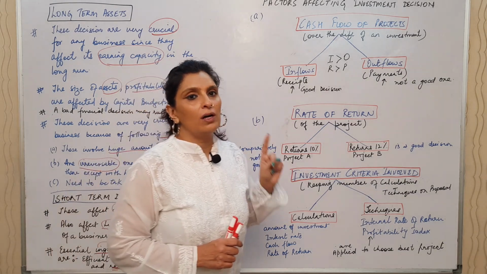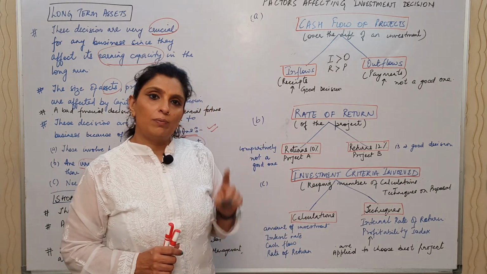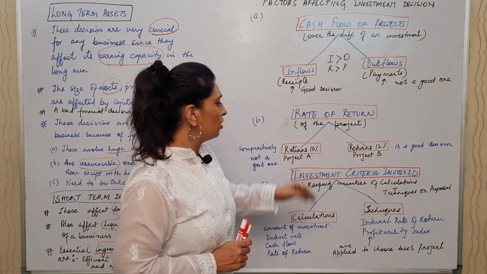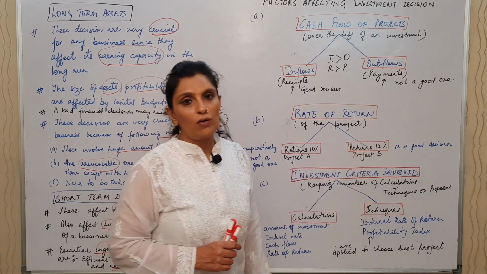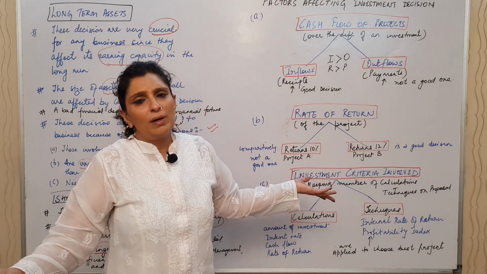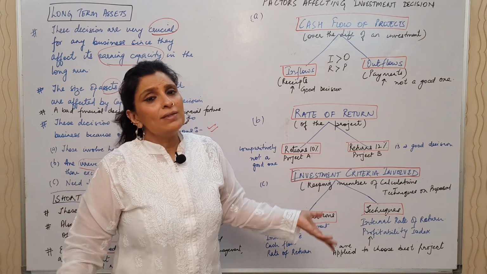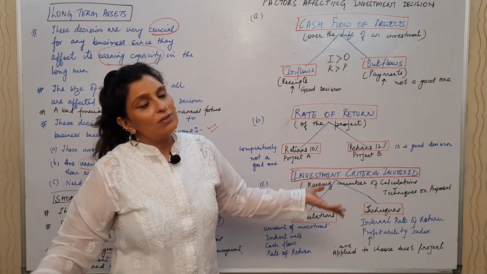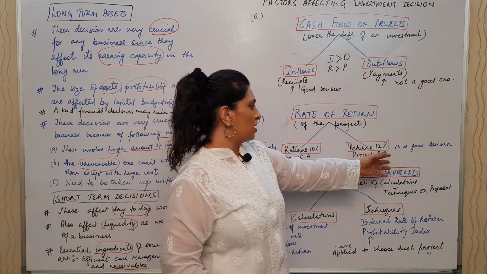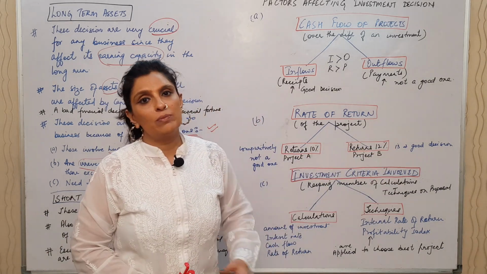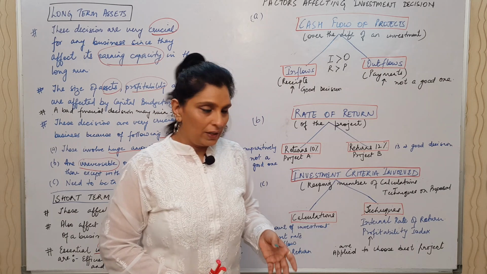There are two projects, project A and project B. Project A has a 10% rate of return, project B has a 12% rate of return. Of course, the one with the higher rate of return is the better project. So always, for our benefit, for getting more returns, the project with the higher rate of return will be preferred. Rate of return means we are talking about the profit.